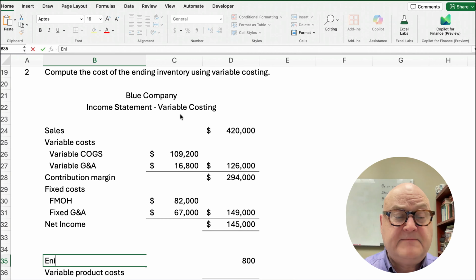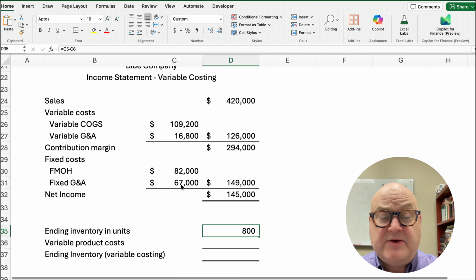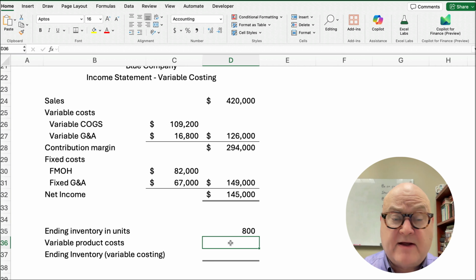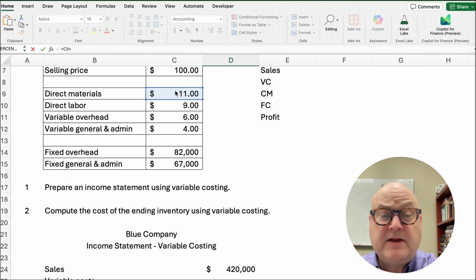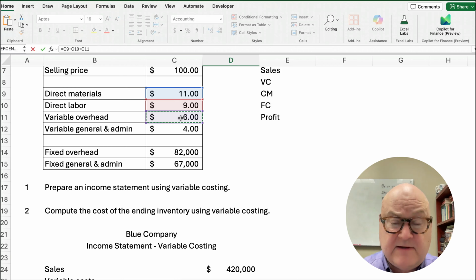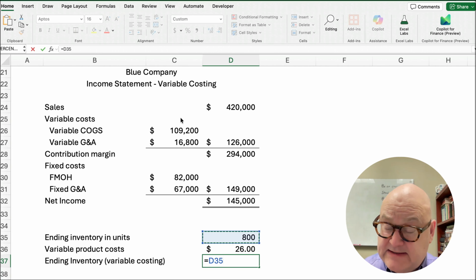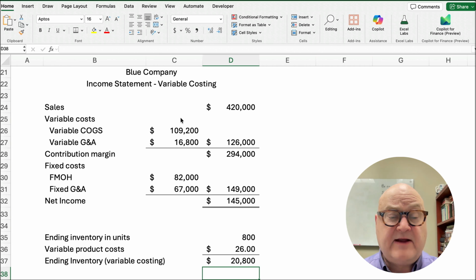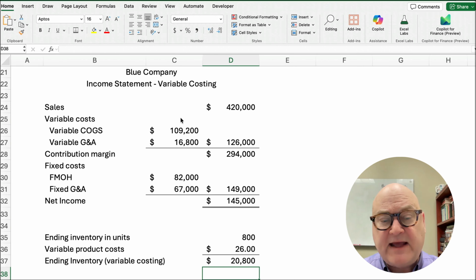So this is ending inventory in units, right? So our ending inventory in units is 800, and our variable product costs are 11 plus 9 plus 6. So our cost is $26. So if we take 800 times 26, then our ending inventory is $20,800.